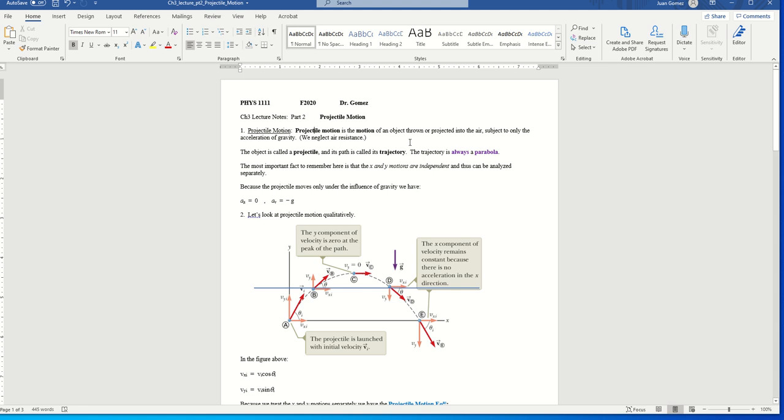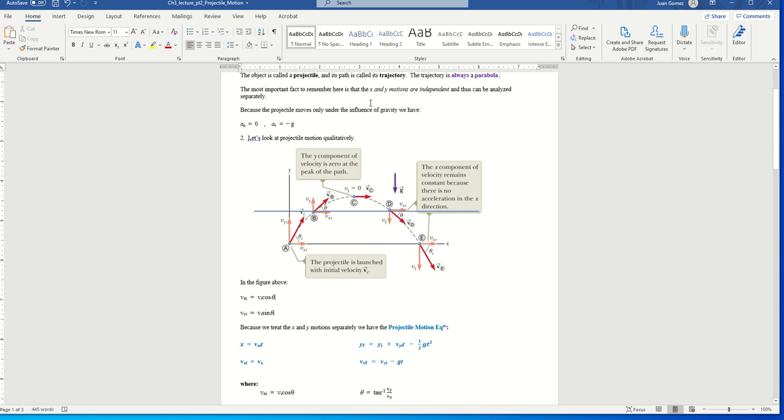Projectile motion is the motion of an object that is thrown or projected into the air and is subject only to the acceleration of gravity. In other words, we neglect air resistance. So the only thing that affects it is the acceleration of gravity, which acts in the negative y direction. There's nothing affecting the motion of the projectile in the x direction. We call the object a projectile. The path it takes is called a trajectory, and the trajectory always has the mathematical shape of a parabola.